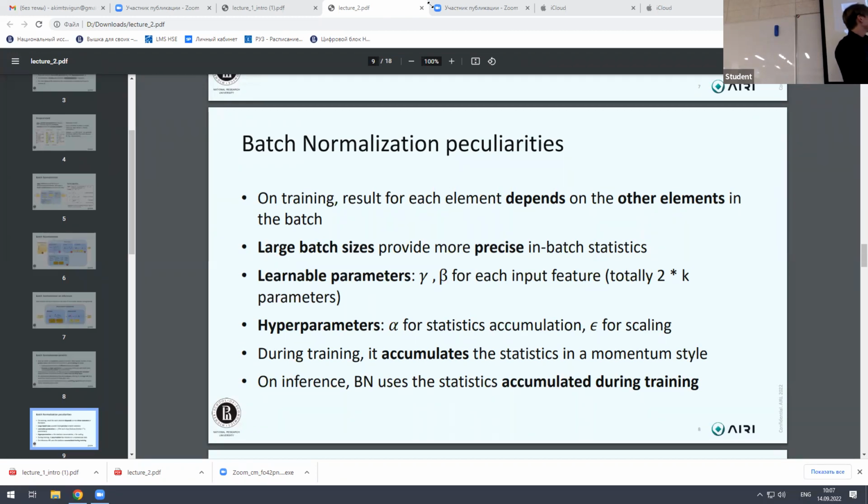The learnable parameters: it has gamma and beta for each feature. So totally 2 multiplied by the number of features. It has 2 hyperparameters, but in practice, they are never tuned.